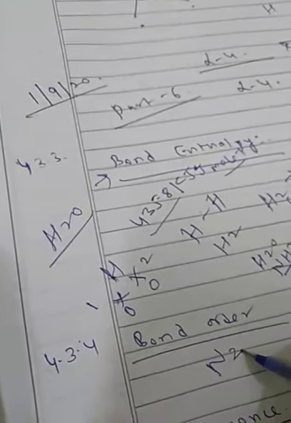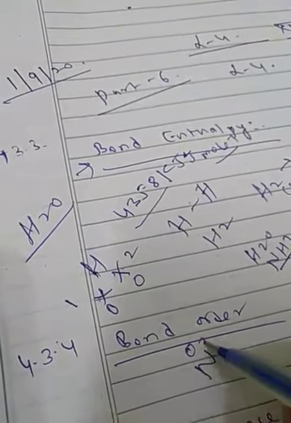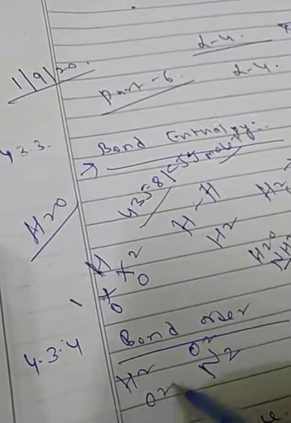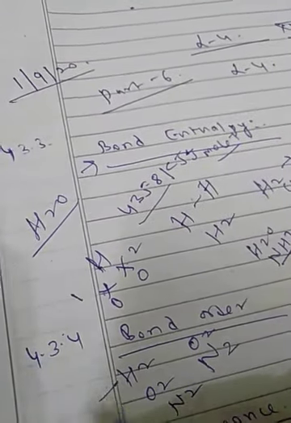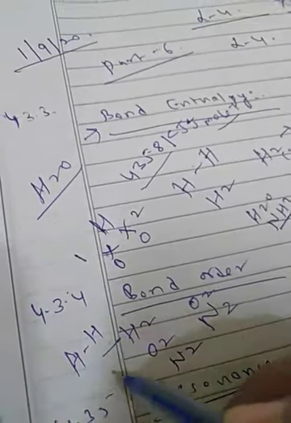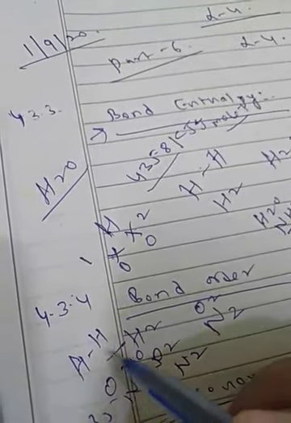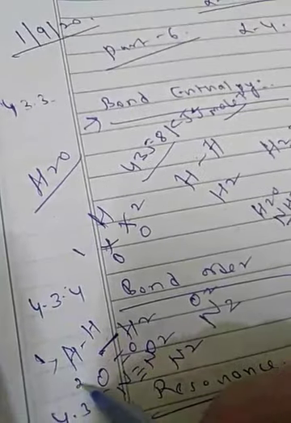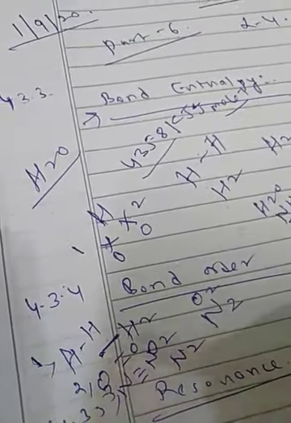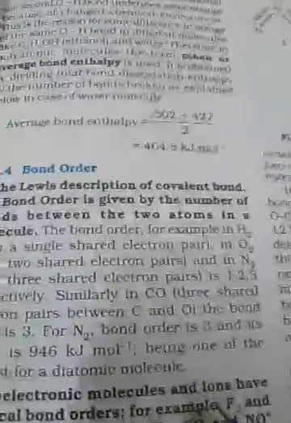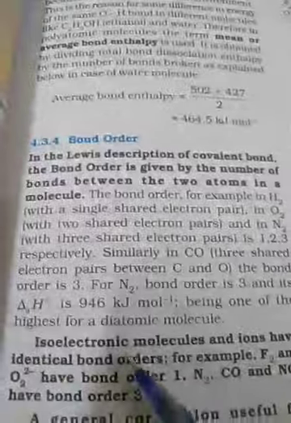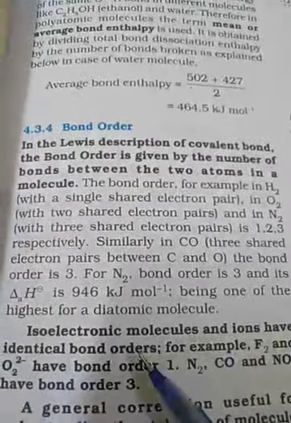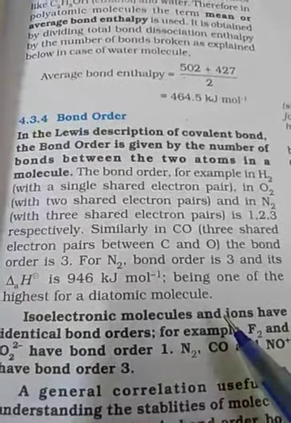So H2, O2, N2. Here H-H, here O2, N2, triple bond. So single bond means bond order is 1, double bond means bond order 2, triple bond means bond order 3. Bond order 3 in N2 is one of the highest for diatomic molecules.